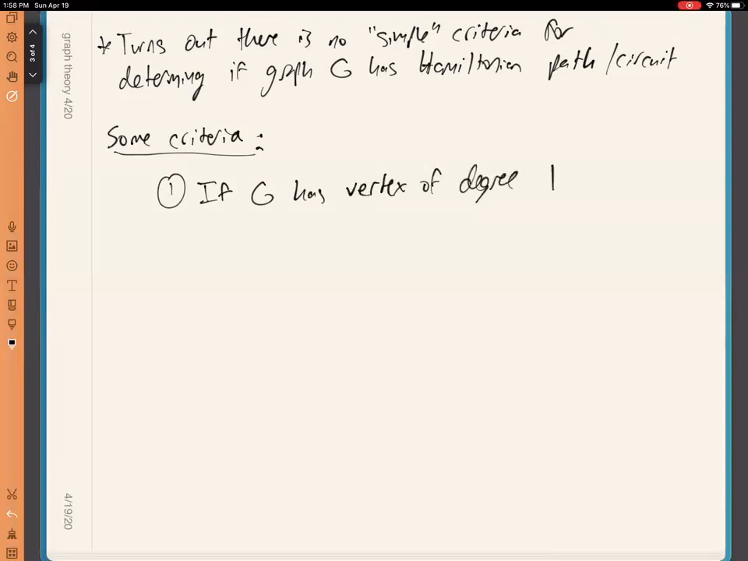What does that look like? Maybe I have this vertex B here, and then I have the rest of the graph over here. Well, in this case, you can't have a Hamiltonian circuit. It's possible you may have a path, but you at least can't have a Hamiltonian circuit.